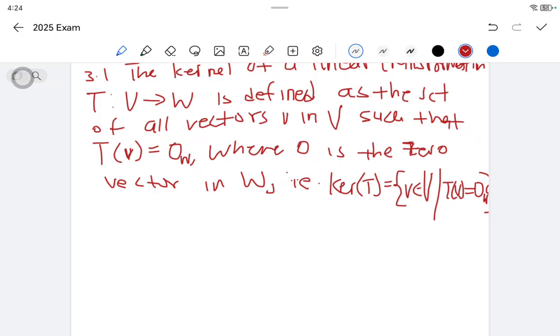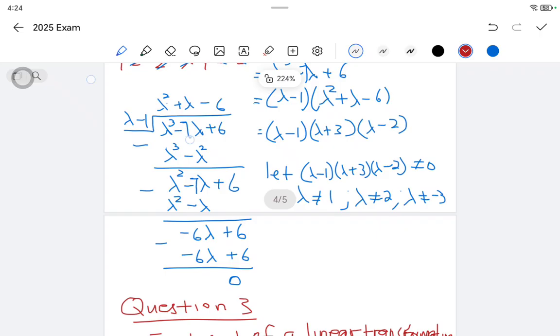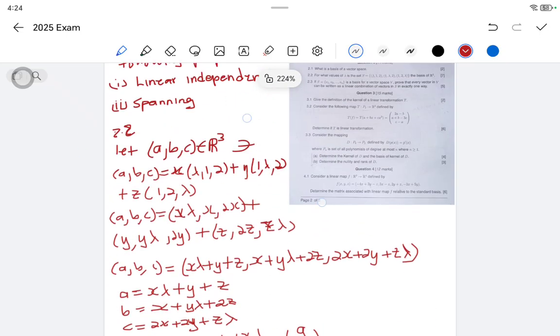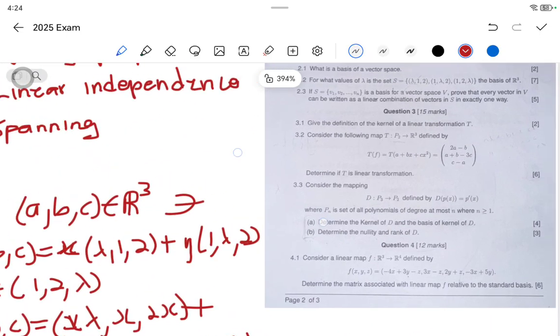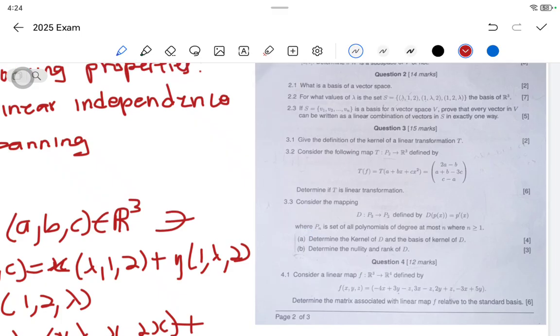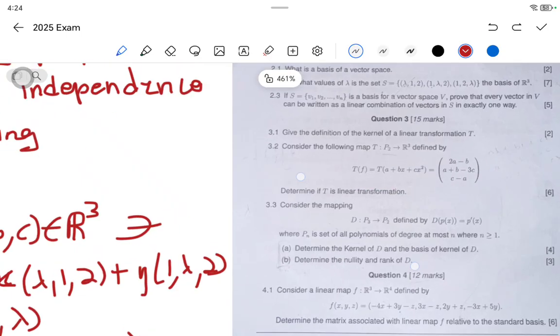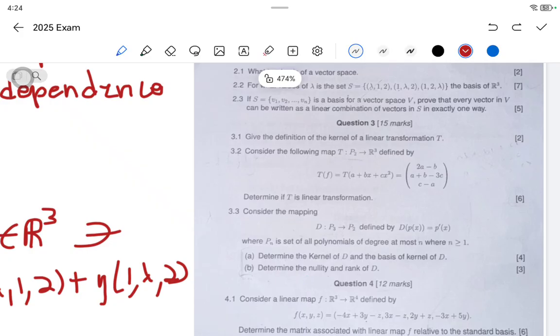Now, from here we have 3.2. They say we should consider the following map T from P2 to R3 defined by this. They said it's 6 marks, and then they said determine if T is a linear transformation. So looking at the 6 marks, you have to decide, do you think this can be a linear transformation?